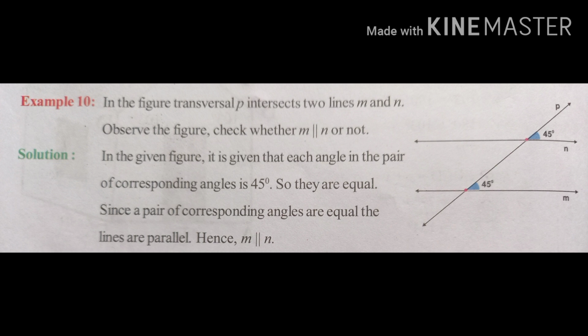In the figure, transversal P intersects two lines M and N. Observe the figure and check whether M is parallel to N or not. In the given figure, it is given that the angle in the pair of corresponding angles is 45 degrees. That means the corresponding angles are equal. When the corresponding angles are equal, then we can say that the two lines are parallel. That is, M is parallel to N.